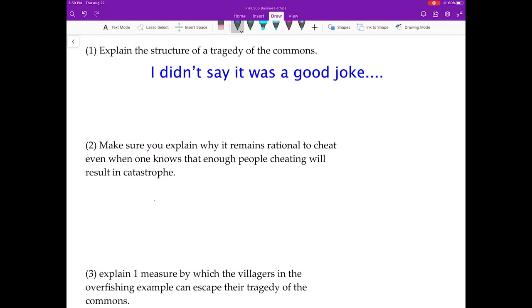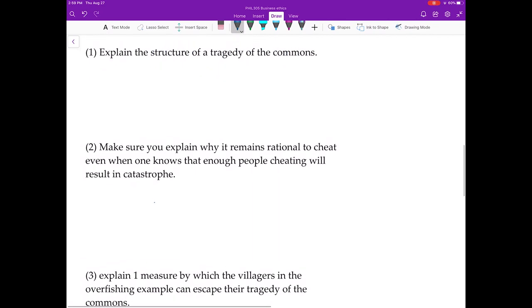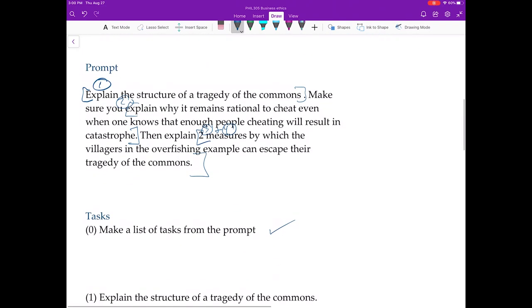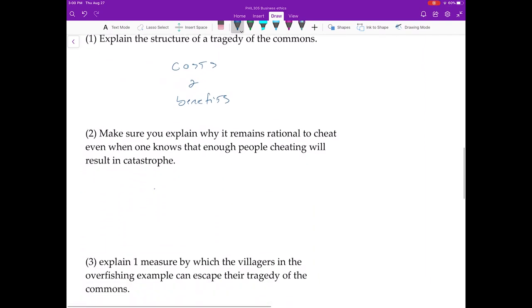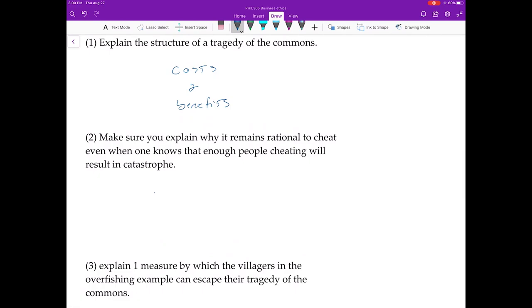All right, so explain the structure of the Tragedy of the Commons. What do I mean by the structure? Well, remember that the thing about these situations is that you get trapped by the way the costs and the benefits line up, right? So if you're trying to decide, what should I do? Since you want to be talking about the overfishing example at the end, you might as well use that as your main example throughout, okay? So you're going to want to talk about the fishing village. It makes it easier on you.